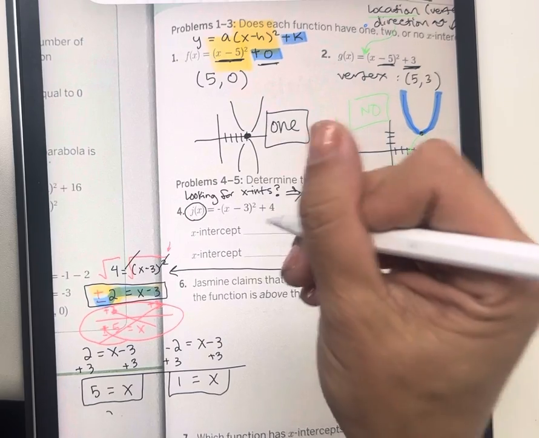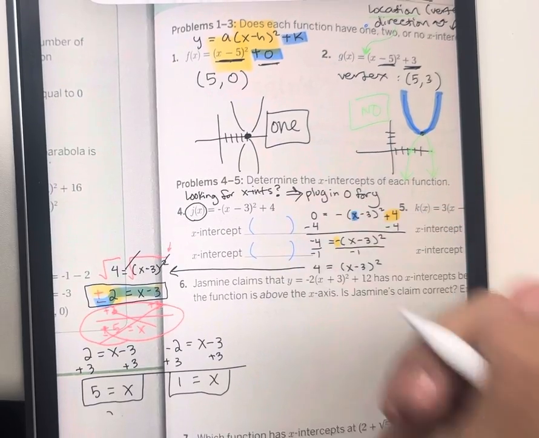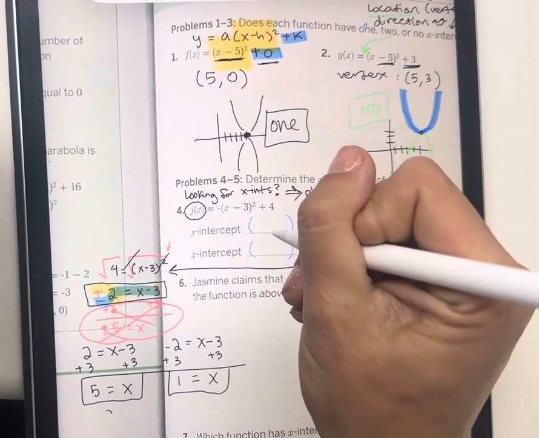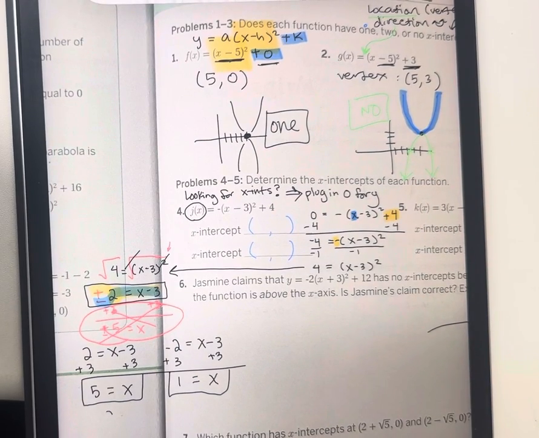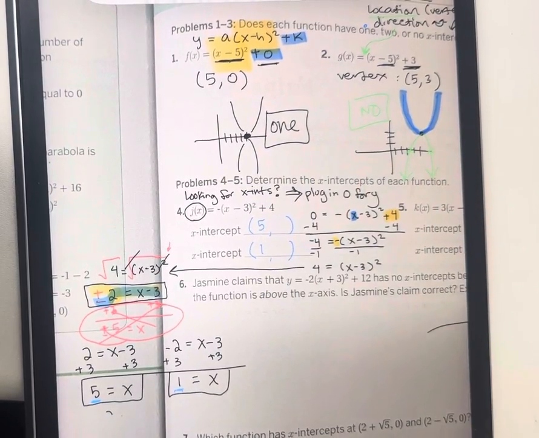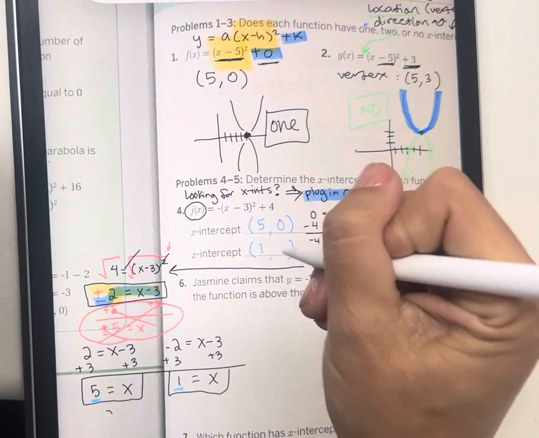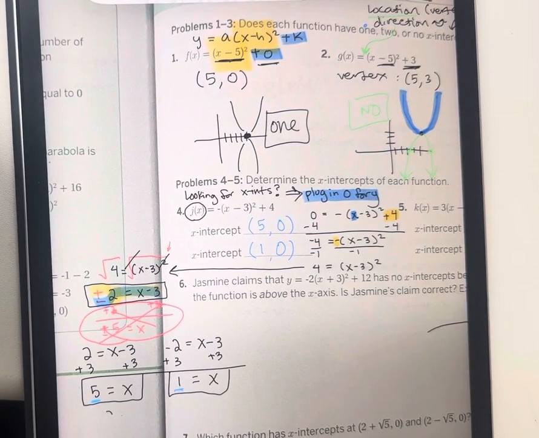When they want x-intercepts, we have to be able to convert this to ordered pairs. That means I want parentheses. That means I want a comma in the middle. That means I want my x values in the first spot. And that means I need a y value. What is it? I don't remember what y is. What was y? It was 0. Remember? That's how this all came to be. X-intercept. Boom, done. Okay?